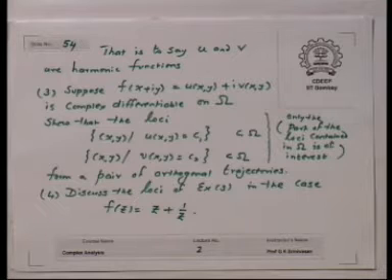And then the next question is, discuss the loci of exercise 3 in the case when f of z equal to z plus 1 over z. For the case f of z equal to z plus 1 over z, discuss these loci.